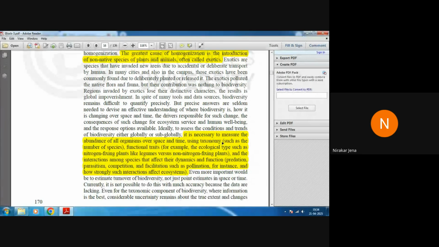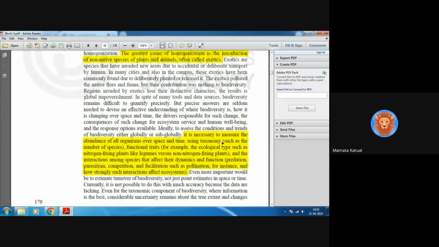But we also have to measure the functional traits. Functional traits means what type of organisms are present, what are their roles in the ecosystem, what are their interactions and functions. The function and interaction of the organisms are also very, very important. Just like nitrogen fixing plants. How many nitrogen fixing plants are present? Because if more nitrogen fixing plants are present, then the nitrogen content of the soil of the ecosystem will be more.